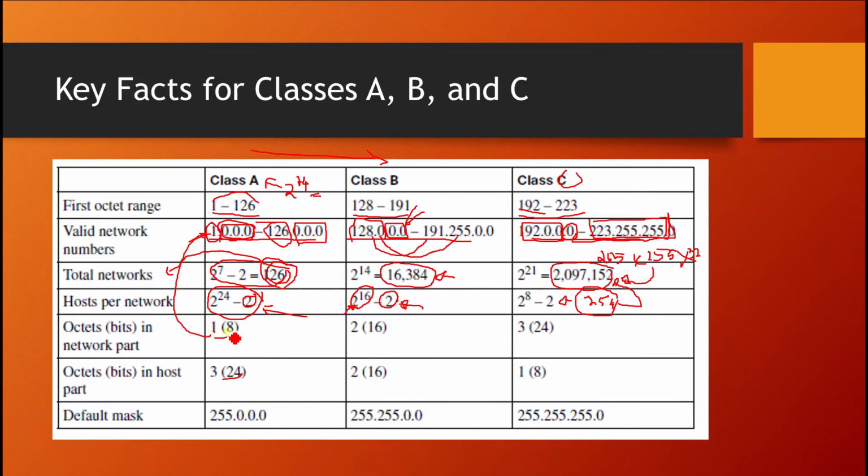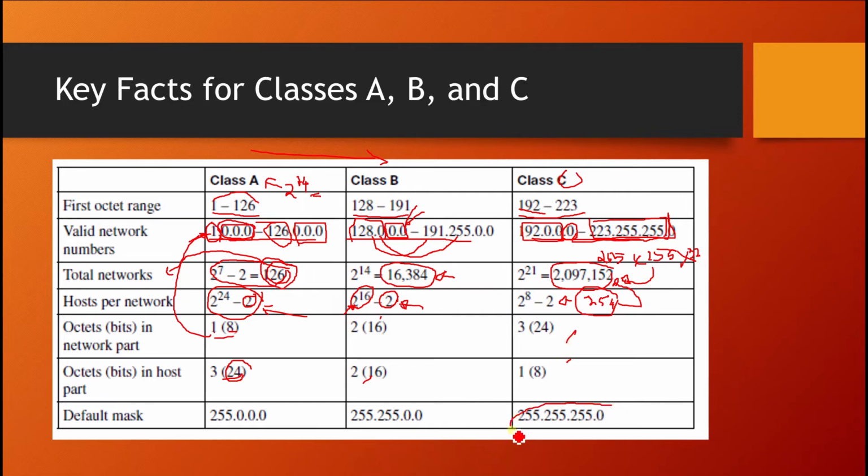So 1 octet is 8 bits in binary, and 3 octets means 24 bits. So this is the information about IP addresses per classes.